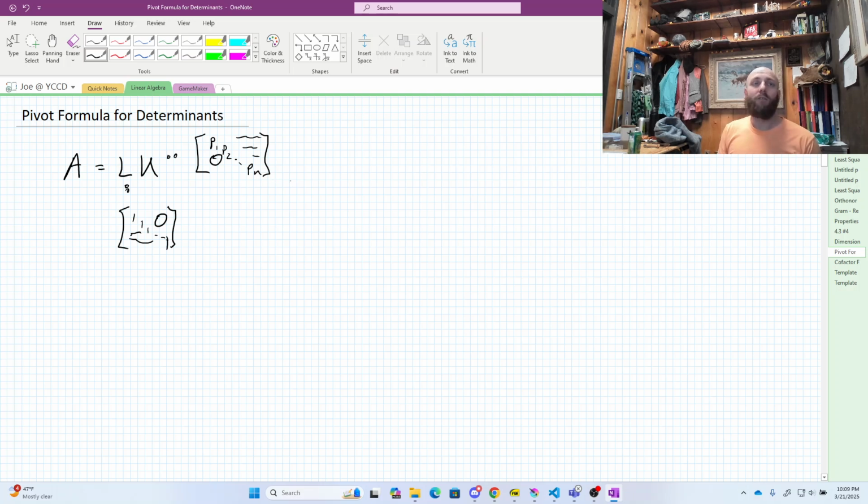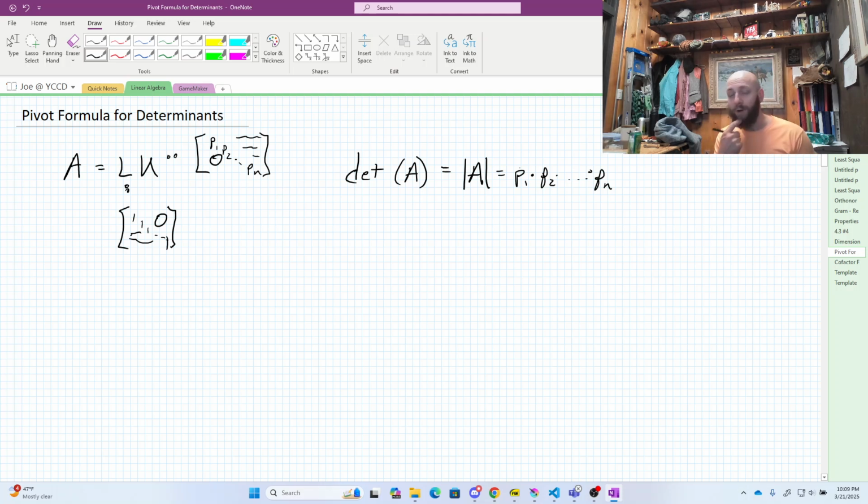In the case that I've got a matrix that I can decompose like this with, again, no row exchanges, the determinant of A, which we sometimes write as an absolute value of the matrix A, that determinant is just going to be P1 times P2 times just all the way out to Pn, right? So we're just going to multiply down the diagonal of that U matrix.